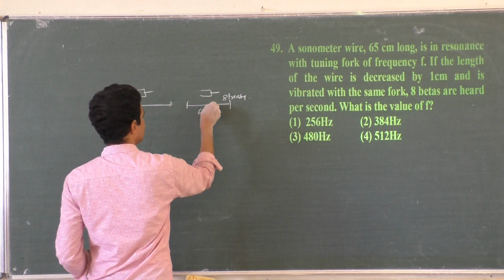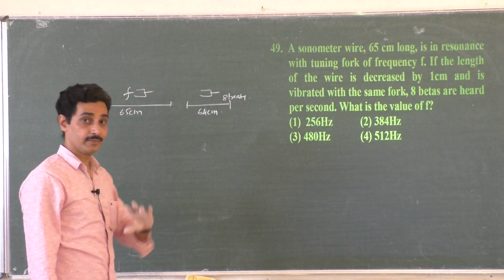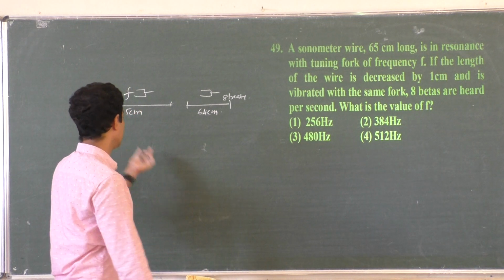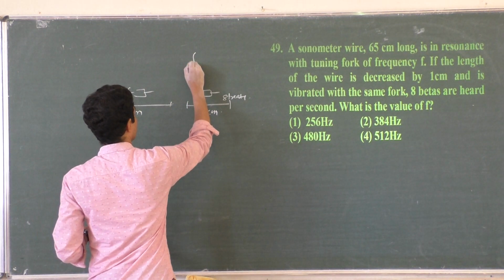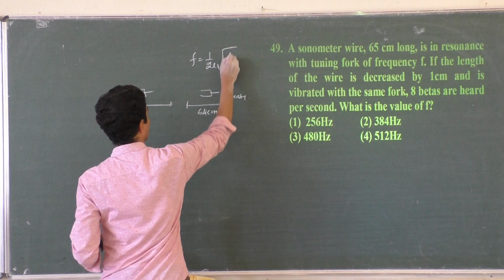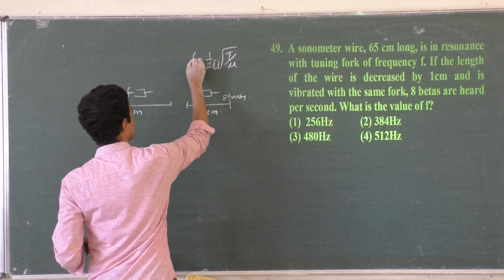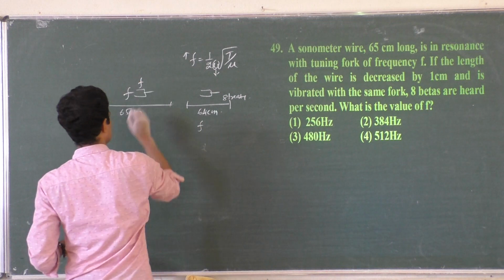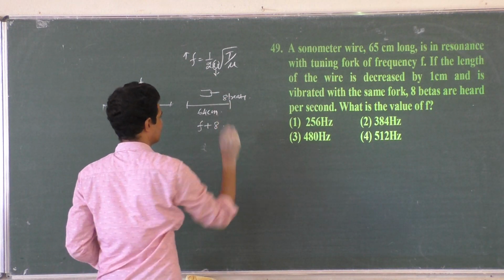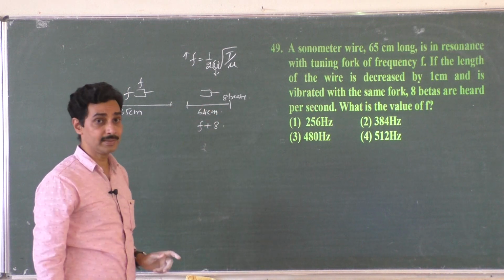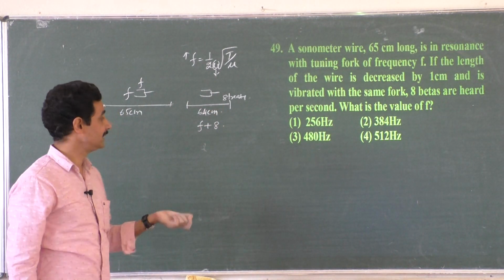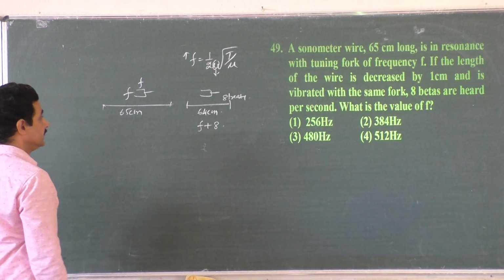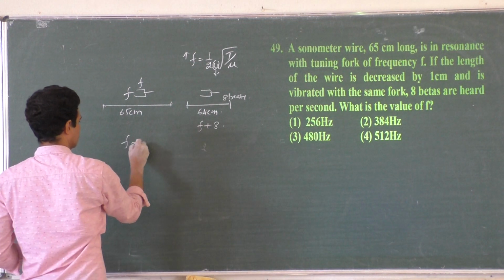What do you mean by that? This length is decreased. We have a clue. When length is decreased, frequency must increase. That means F is equal to 1 by 2L into square root of T by mu. When length is decreased, frequency must increase. That means if F is the frequency of the tuning fork, this should be F plus 8. Frequency must increase, 8 beats they have given. So with this you can solve the problem. How? F is inversely proportional to L.